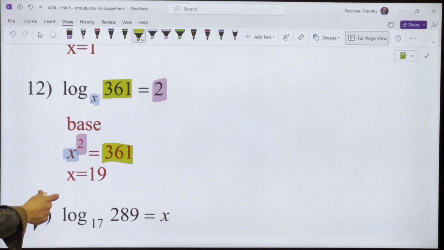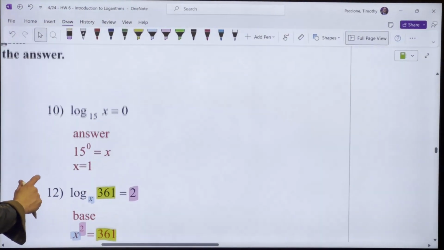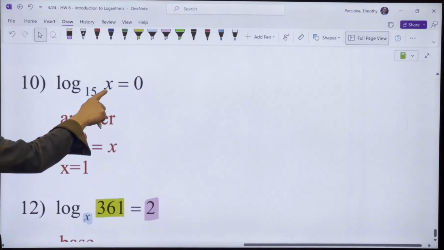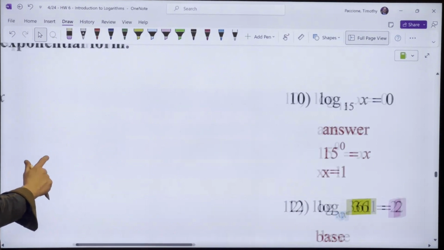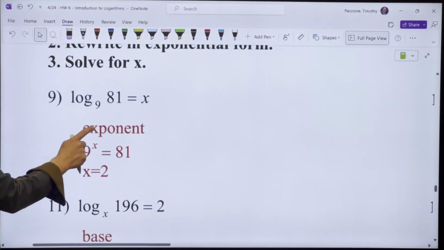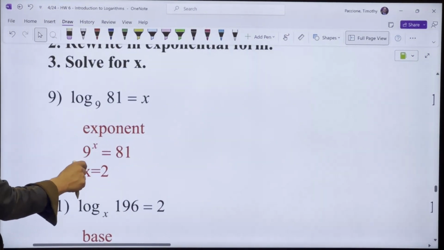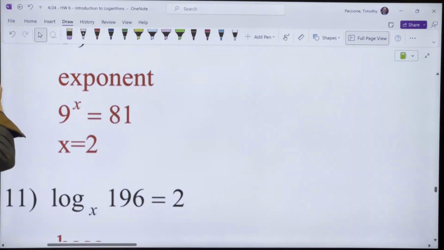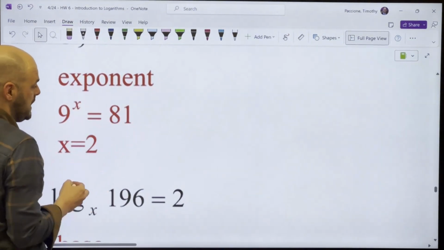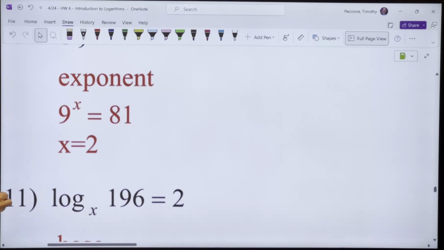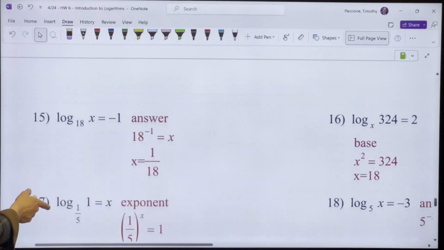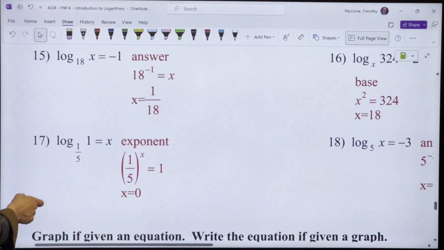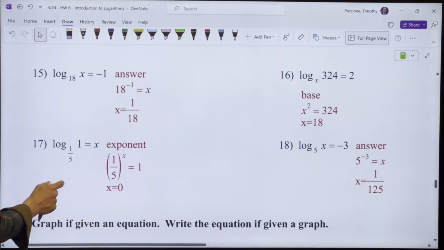That's that one. If you got just x as your answer, that's easy. You just evaluate the other side. If you got x as your exponent, you'd have to think that through or use common bases. 9 to the what is 81? Well, 9 squared. Okay? All right. On to the back. Anything on the back? 17 or 18?